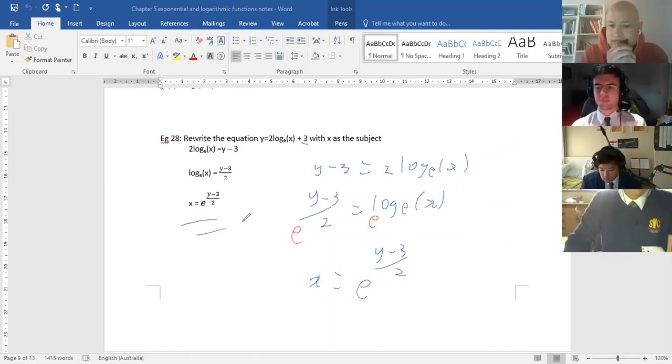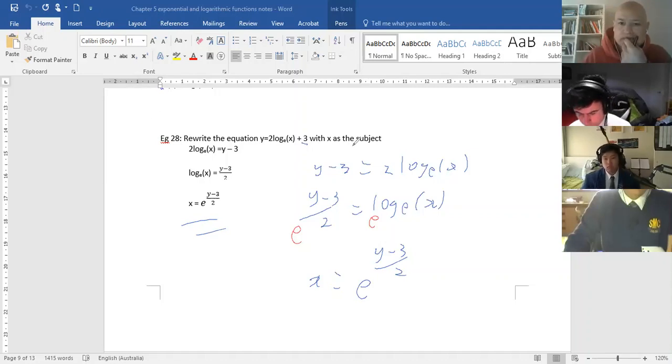Any questions on that one? I'm rushing through these ones because we've done inverses heaps of times now. It's just the e that's been introduced. Okay, we're about to clear it.